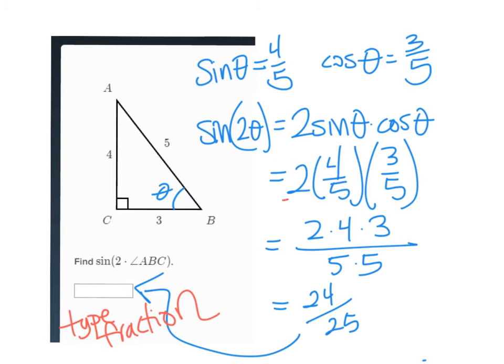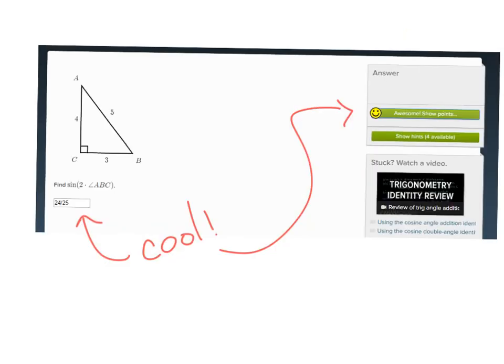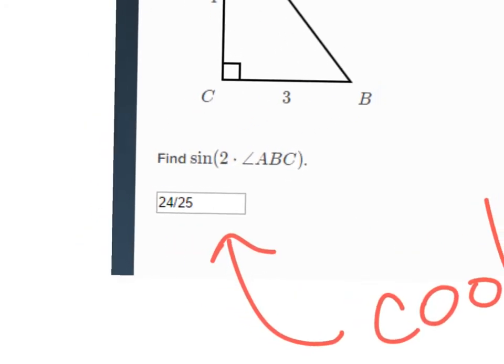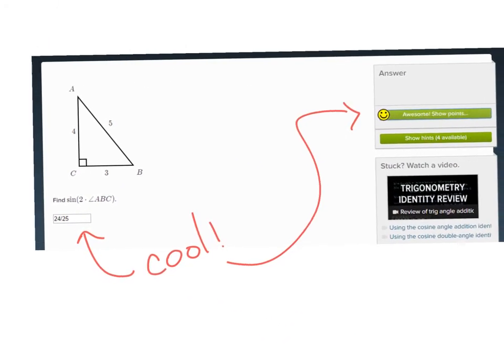I think some students might mess this up. This is 2 over 1, right? 2 goes to the numerator, 1 goes to the denominator, so these are numbers we multiply. We get 24/25. So I went through some of these. I typed it in as a fraction, and voila! Cool! Alright, so I typed in 24 over 25, and they told me the answer was correct. Ooh, awesome. Show some points.